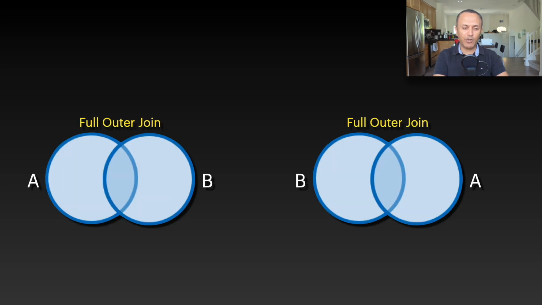Full outer join is similar to inner join in the sense that it is a symmetric operation as well. So we can flip the sides of the full outer join and it will still give us the same result. So again, the optimizer may choose to do that.